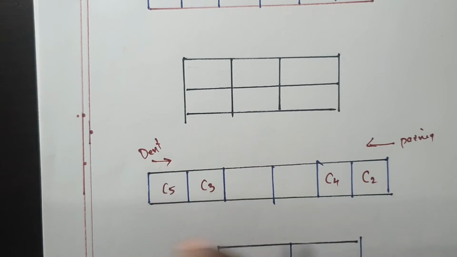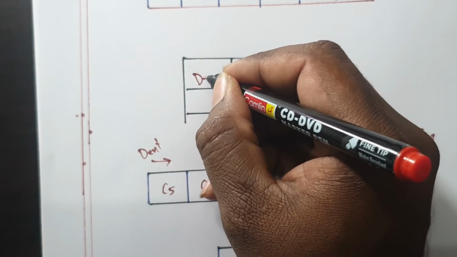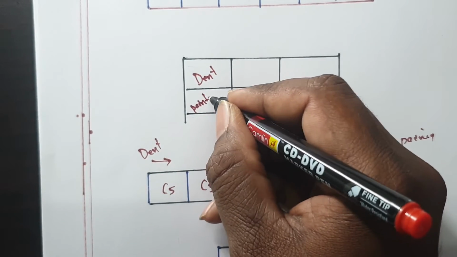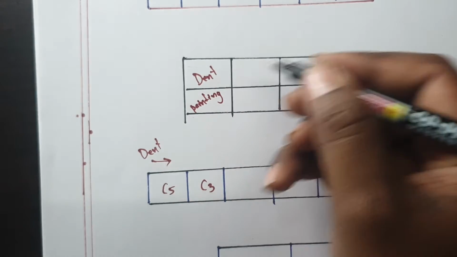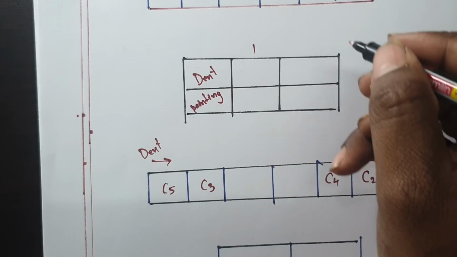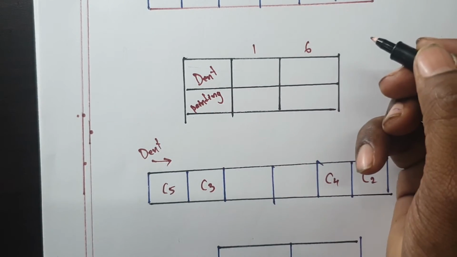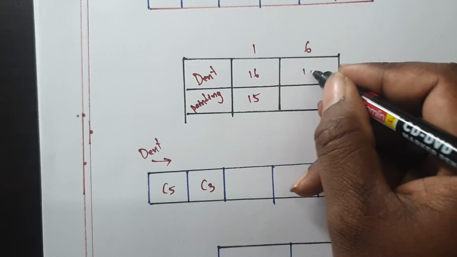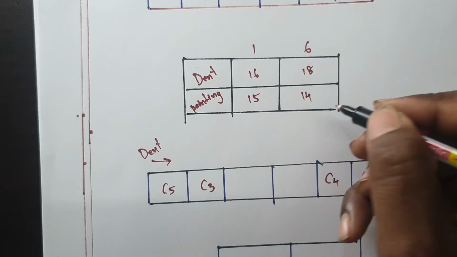From left to right, then right to left, and whatever the remaining is there, here first you have to write the denting, then the painting, denting, then the painting. So the remaining one is 1, and here 6 is there. Okay? So 16, this is 15, then 18, and this one is 14.